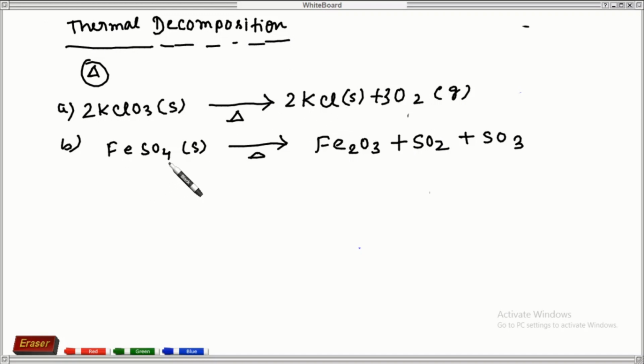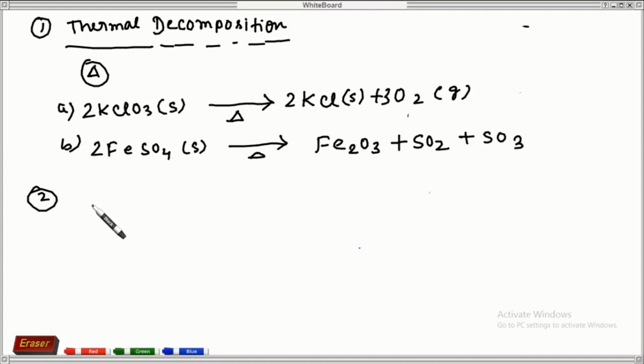And this one is also not balanced because there is 1 Fe and here you have 2 Fe. So make it balanced. If you want to make it balanced, you just need 2 Fe on this side. If you put 2 here, then automatically it will balance because 2 Fe, 2 Fe, and 3, 4, 5, 6, 7, 8 oxygen. 4 twos are 8 oxygen. So this is balanced, and 2 sulfur, 2 sulfur. So these are the two reactions which are examples of thermal decomposition.